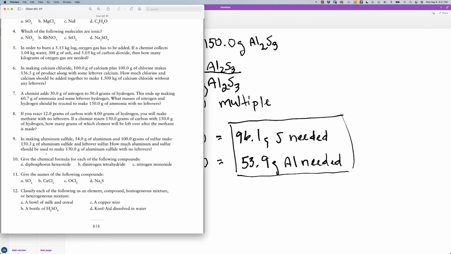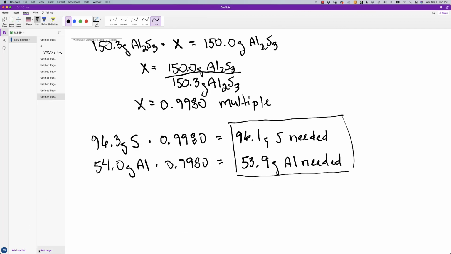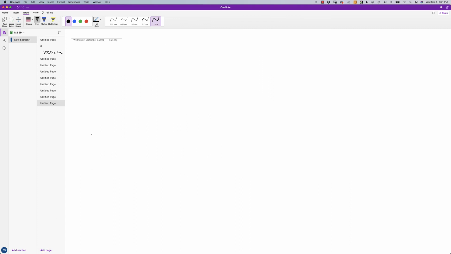Let's look at number 10. Give a chemical formula for each of the following compounds. Here we have diphosphorus hexaoxide. Remember, di means 2 and hexa means 6. So when we write this, we get phosphorus had 2, oxygen had 6: P2O6.